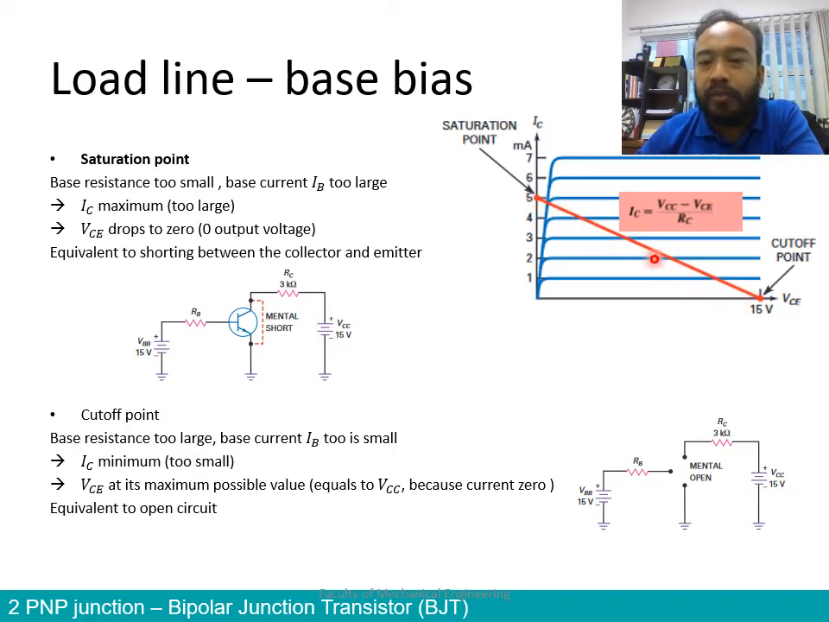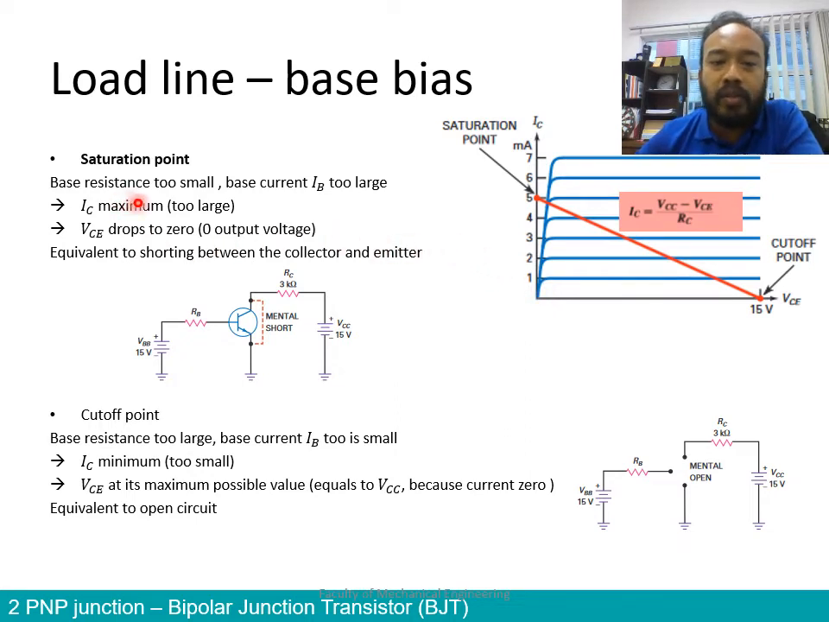Okay, so we have two extreme points on this dotted line. The first one is what we call the saturation point, this point over here where we have maximum IC and minimum VCE, and this point over here is what we call the cutoff point where we have maximum VCE but zero IC. So let's discuss the saturation point first. So what is the saturation point over here? Saturation point here is when you have maximum IC and zero VCE. So how do we have zero VCE?